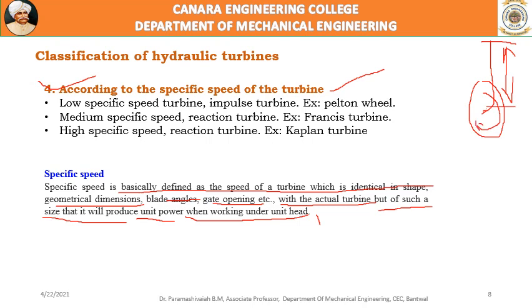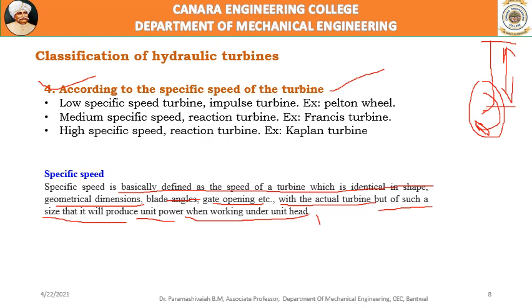That speed is called specific speed of the turbine. So once again I will repeat, you consider a turbine. So head available is 1 meter and it is running at some speed and develops 1 kilowatt of power. Then that speed is called specific speed of the turbine.